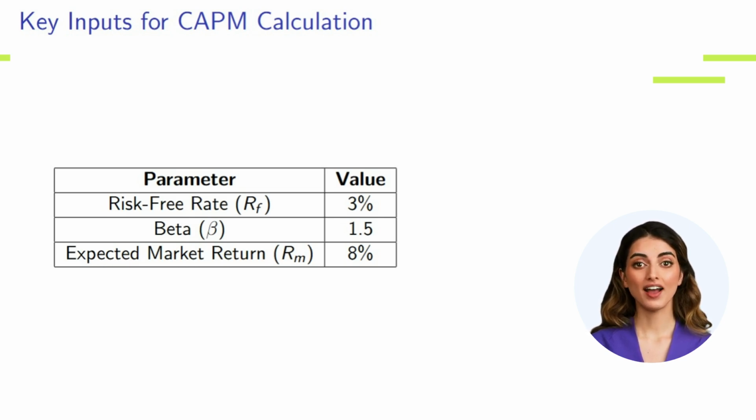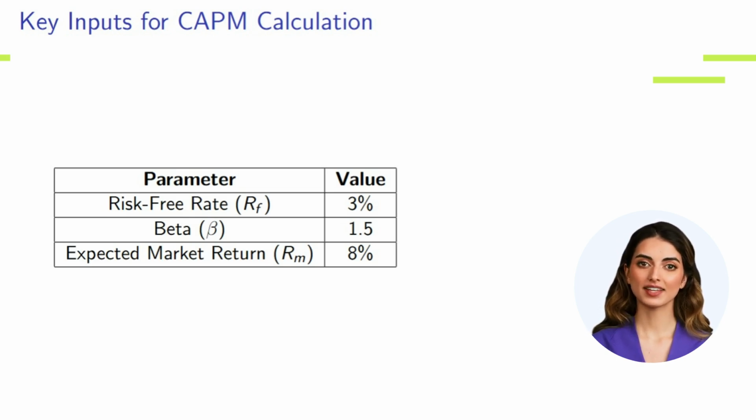Risk-free rate, RF. This is the return on a risk-free investment, usually represented by government bonds. Beta. This measures how much the stock's price moves compared to the overall market. If beta is 1, the stock moves exactly with the market. If it's greater than 1, it's more volatile. If less than 1, it's less volatile. Expected market return, RM. This is the average return expected from the market as a whole.